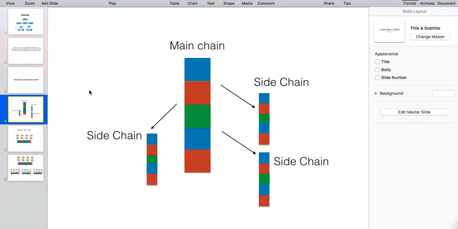So, a way to visualize sharding. Once again, you're partitioning, and what you're doing is you're breaking up the chain into many different chains. This just represents a blockchain, a series of blocks. Here you have a main chain, and then you have these different side chains. So you're taking a blockchain, and really you're making several different copies of it.